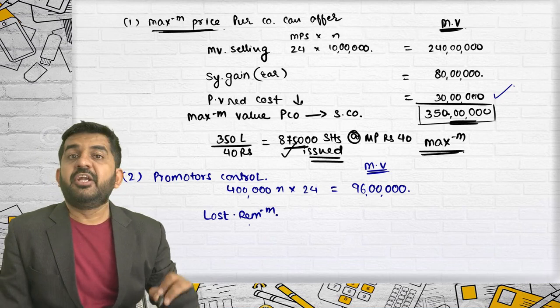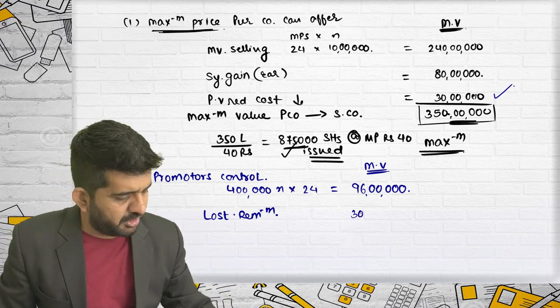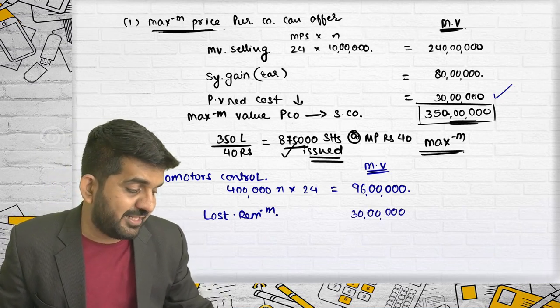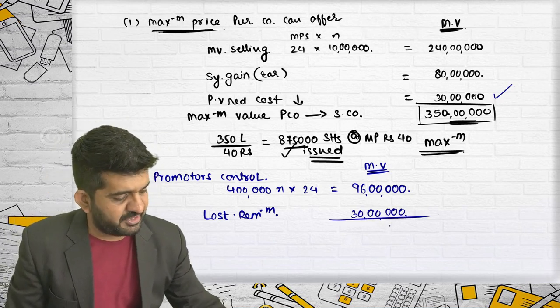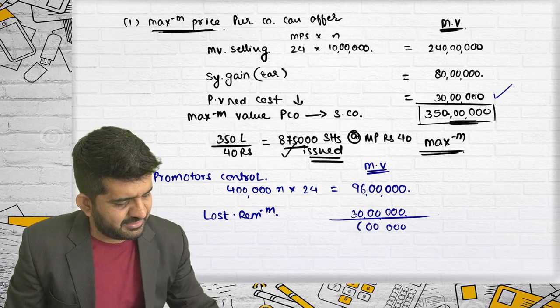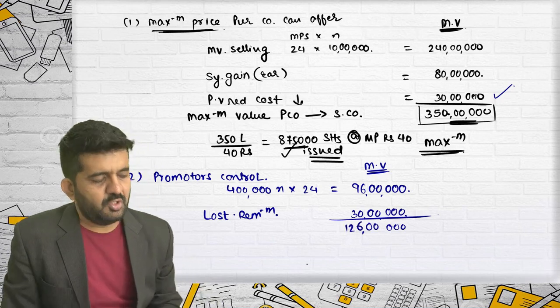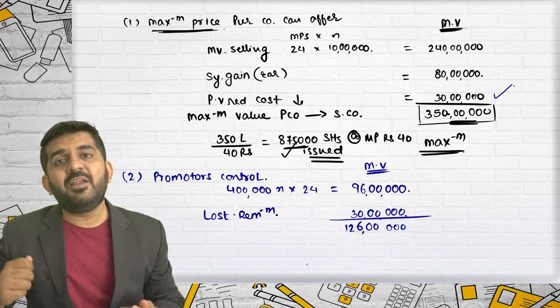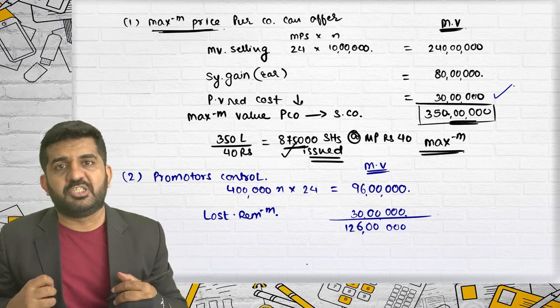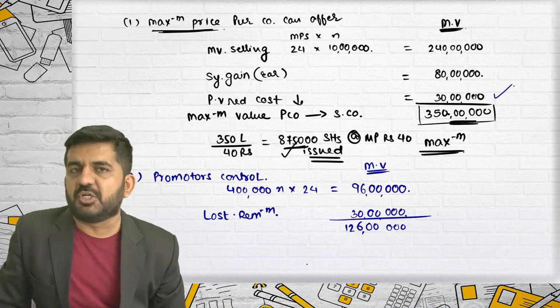Remuneration in terms of value, what is that value? 30 lakhs. So they will not sell their promoters' interest at 96 lakhs, but they will be selling their interest at 1 crore 26 lakhs. Is it alright? So they will be ready to sell their promoters' interest.